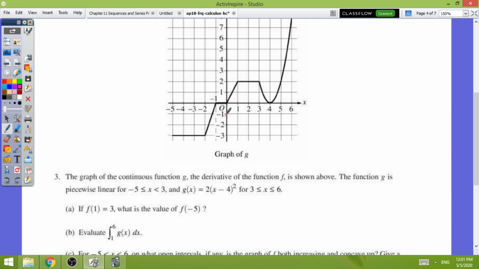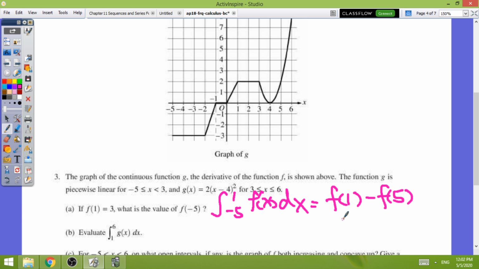Okay, so now let's find out. One thing that you need to do is make sure we know the condition here, f of 1 is 3. So by using the fundamental theorem of calculus, we know that the integral from -5 to 1 of f prime of x dx is the same as f of 1 minus f of -5. So using FTC.